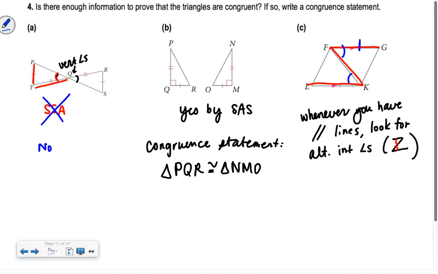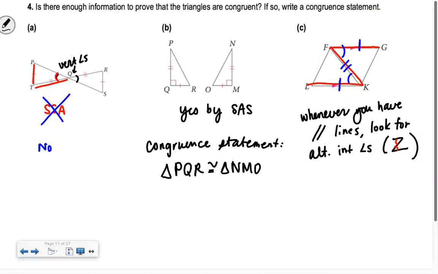Okay, we already had that congruence mark. So can we get side angle side somehow? Yeah, why? What about FK? Isn't it congruent to itself? It's in both of those triangles. Do we see that? So it's either reflexive or symmetric.